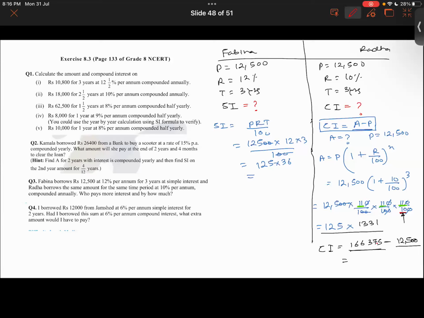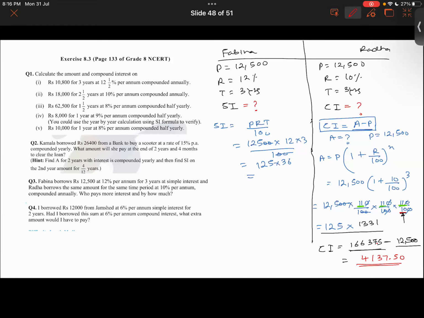Okay. So upon subtraction, you will be getting this value. It will be 4137.50. Okay, so that is the required compound interest, and see what is the simple interest, and then we will compare both of them and see who has to pay more interest.